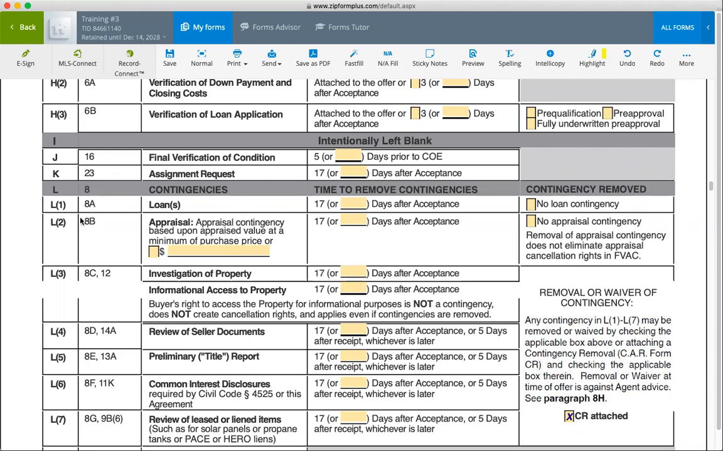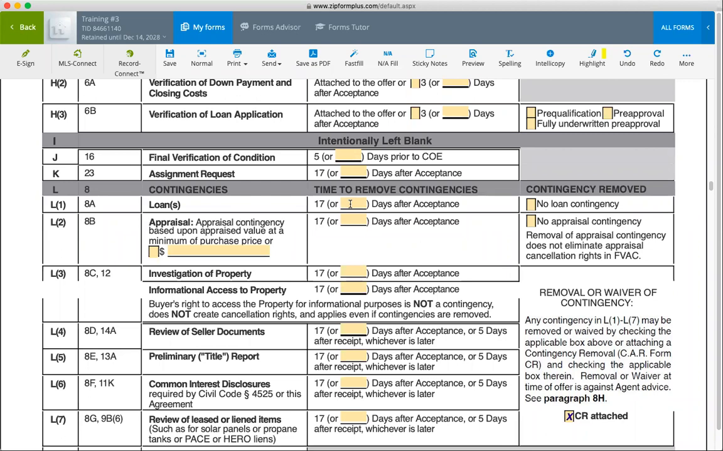So L1 starts with the loan. They have 17 days as a default to remove the loan contingency. Again, you want to be working closely when you're representing a buyer with the buyer's lender to know if 17 days is feasible, if they can actually give you a loan approval in 17 days. And if they can't, they say, no, I need 30 days, then you would put 30 in that blank. So you work very closely with the buyer's lender to make sure these things you're representing can be done.